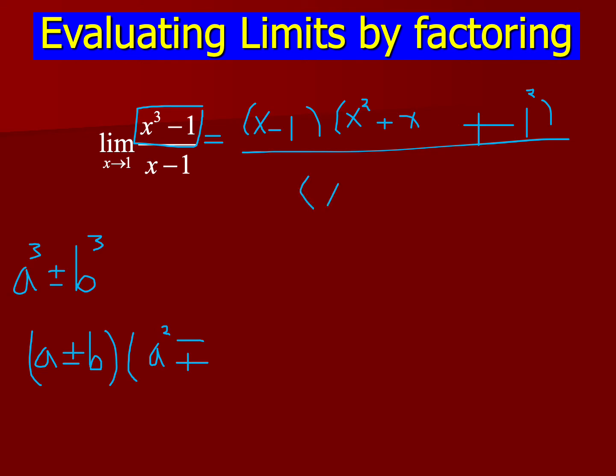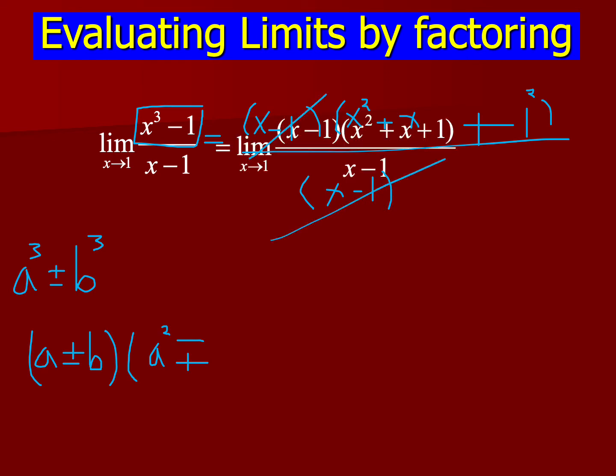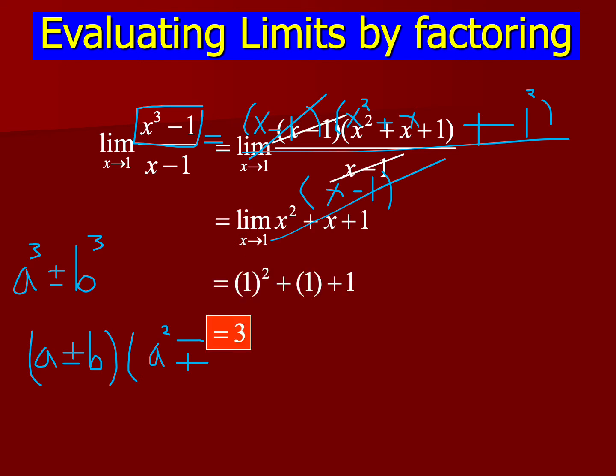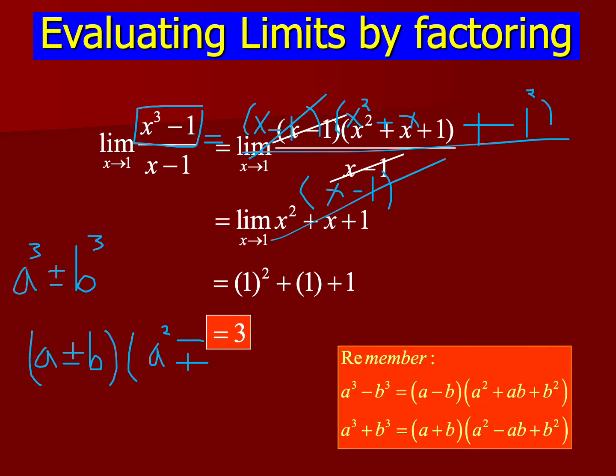And down I have x minus 1 as it is. Then there is a common factor, I can cancel it. So I'll get a new limit. I replace 1, so I get 1 plus 1 plus 1, which is 3. And I just want to remind you again, you need to remember that there is something called difference between two cubes or sum of two cubes. These are the formulas for factoring.